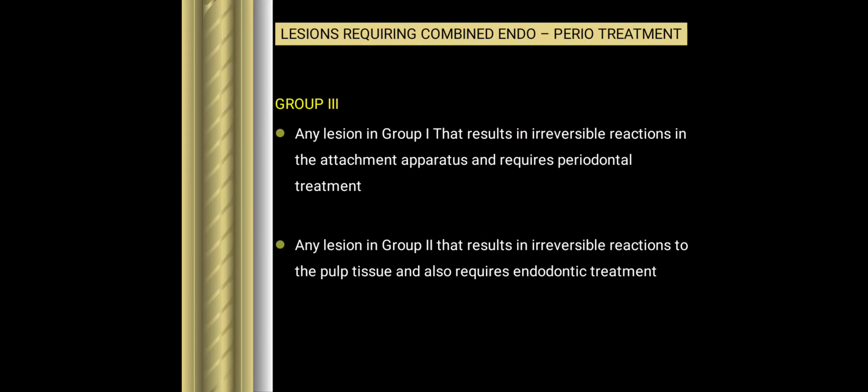Lesions requiring combined endo and perio treatment come under group 3. In that, any lesion in group 1 that results in an irreversible reaction in the attachment apparatus and requires periodontal treatment, and any lesion in group 2 that results in an irreversible reaction to pulp tissue and also requires endodontic treatment.